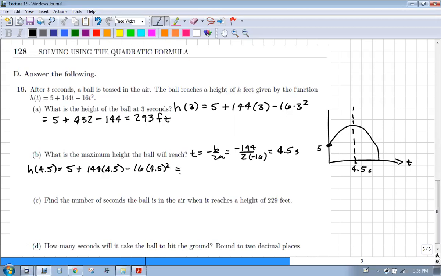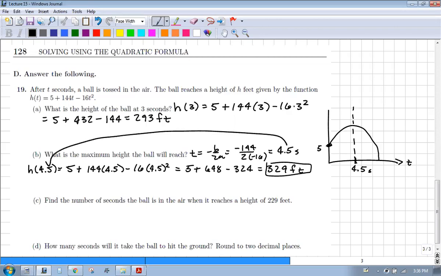All right, so let's see, we're at 5 plus 144 times 4.5 is 648. 4.5 times 4.5 times 16 is 324. So 648 plus 5 minus 324, which is 329 feet. So that's what we got when we plug this into the height formula. So that means this is 329. That point, (4.5, 329).